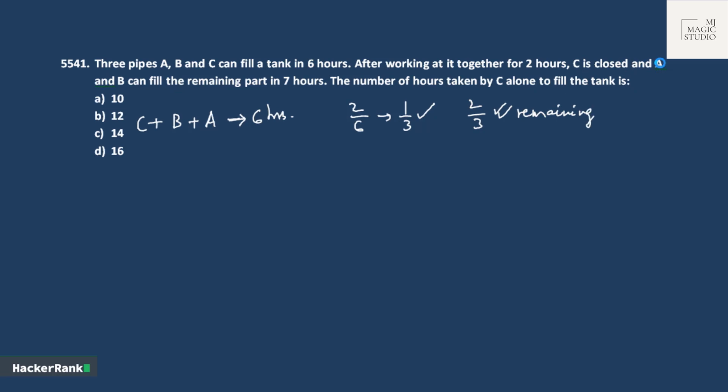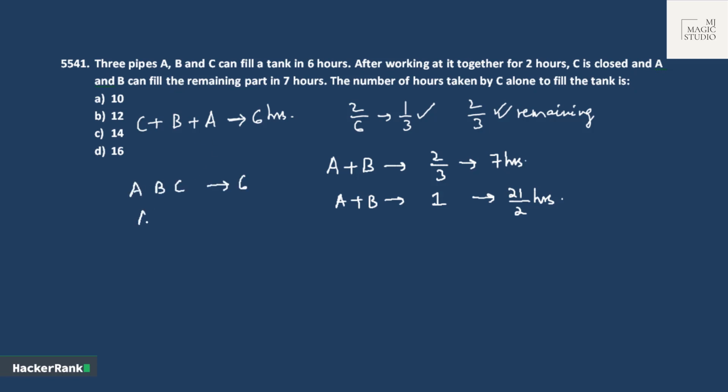C is closed and A and B can fill the remaining part in 7 hours. That means A and B together complete 2/3 of the work in 7 hours. If A and B want to complete the full work, they will take 21 by 2 hours, that is 10.5 hours, while A, B, C take 6 hours. The question is, find the number of hours taken by C alone to fill the tank.